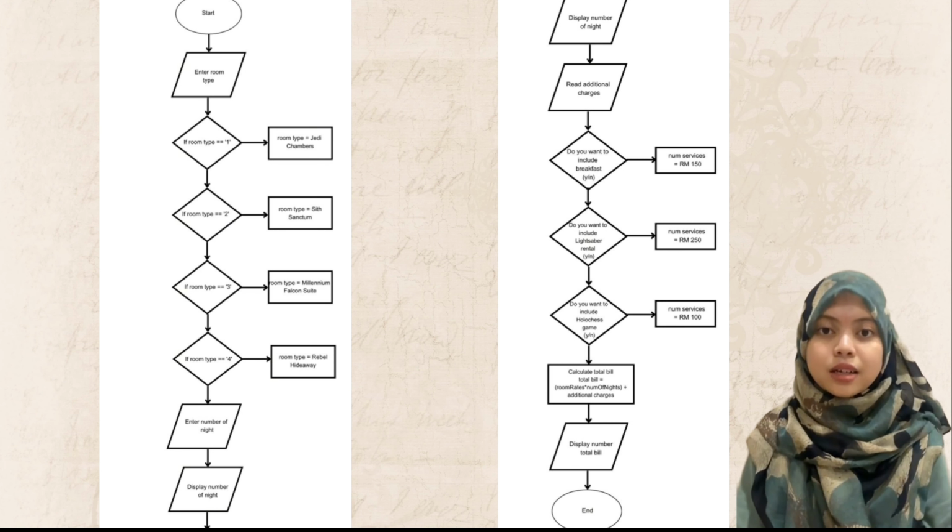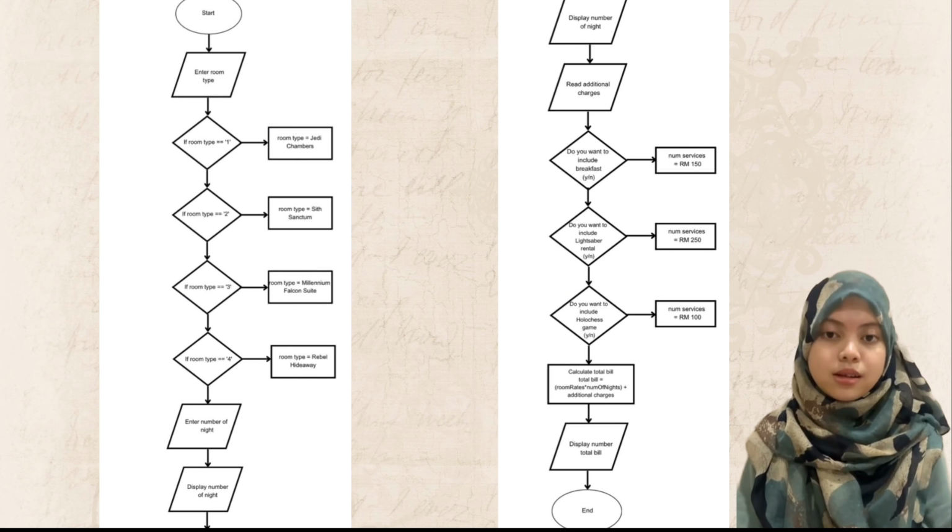Read additional services. Do you want to include breakfast? If answer is yes, display number of services RM150. Do you want to include lightsaber rental? If answer is yes, display number of services RM250. Do you want to include holochess game? If answer is yes, display number of services RM100. Calculate total bill. Total bill equals room rates multiplied with number of nights plus additional charges. Display total bill N.